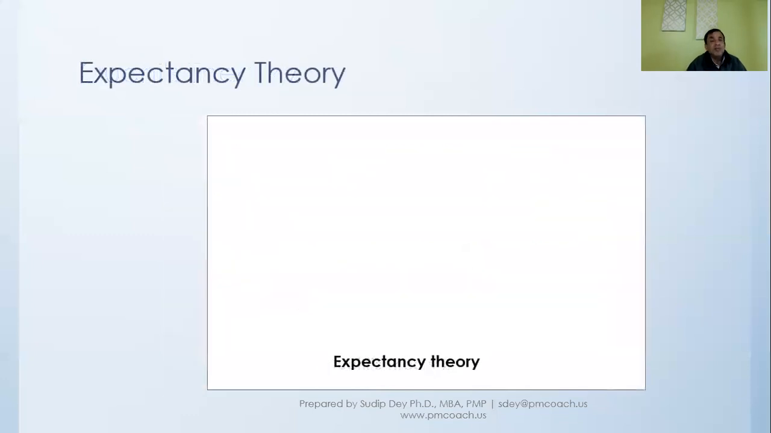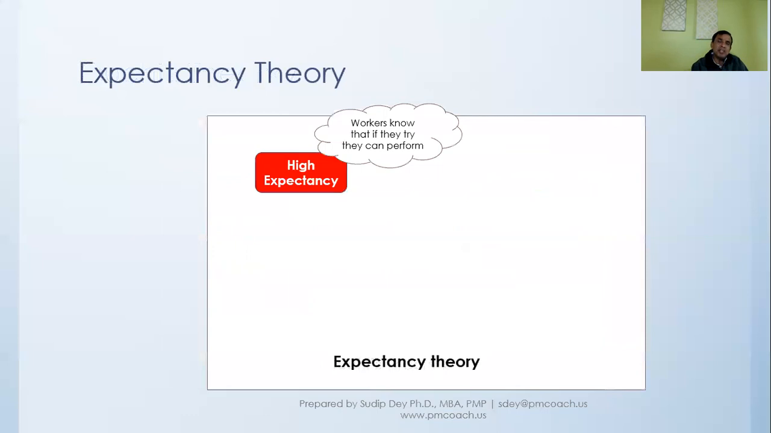And then finally, we look at the expectancy theory. Expectancy theory says there are three different factors that lead to high motivation. The first one is called high expectancy. High expectancy says that when you give a piece of work to a worker, the worker knows that if they try, they can perform. So it should be reachable. So that is a factor.